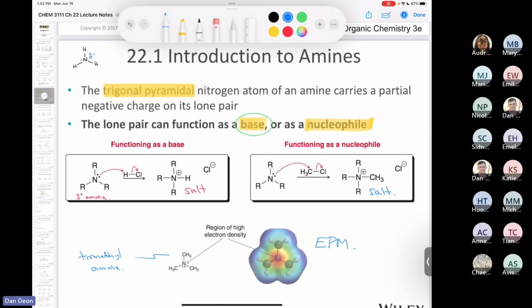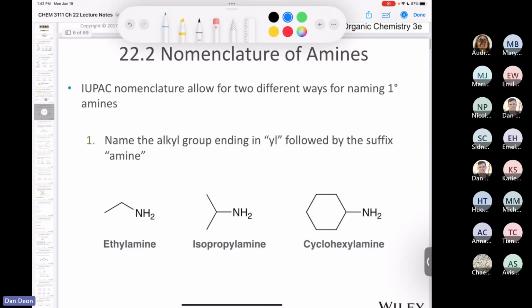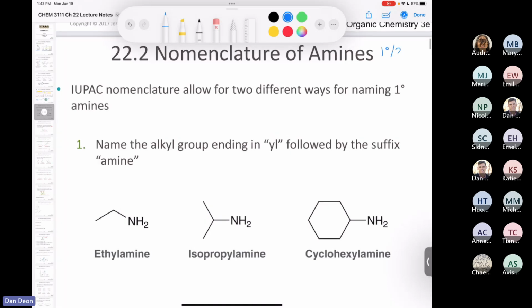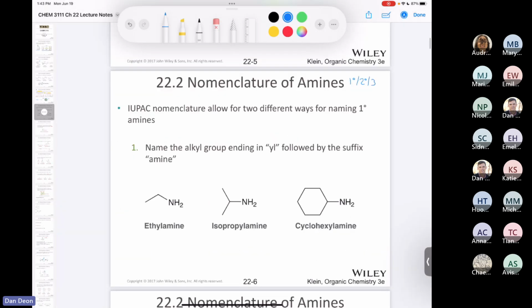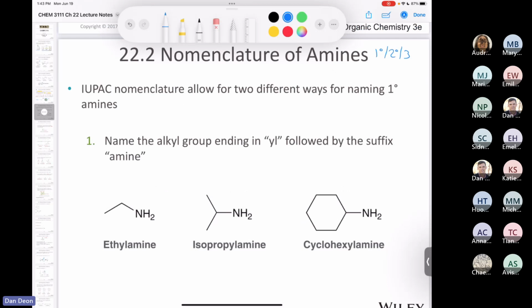But before we can get into talking about amines and amine this and amine that, we have to talk about the nomenclature of amines. This is going to take a little bit of time because we have to talk about the nomenclature of primary, secondary, and tertiary amines. We start with primary, and then once we cover all those rules, we add secondary and tertiary to it. So let's get started with primary. It says IUPAC nomenclature allows for two different ways of naming primary amines.